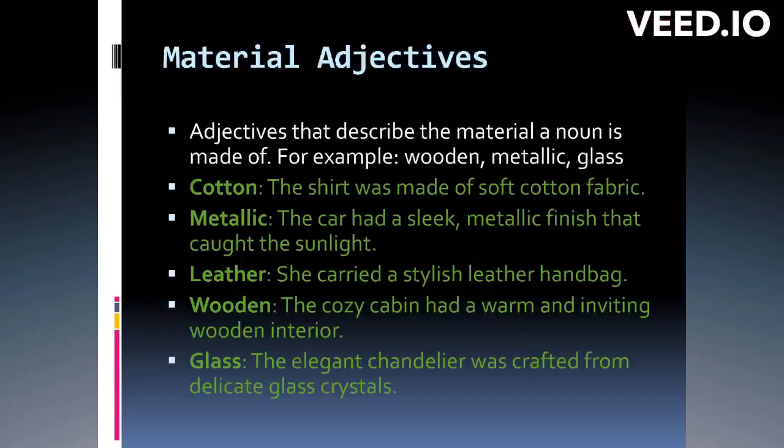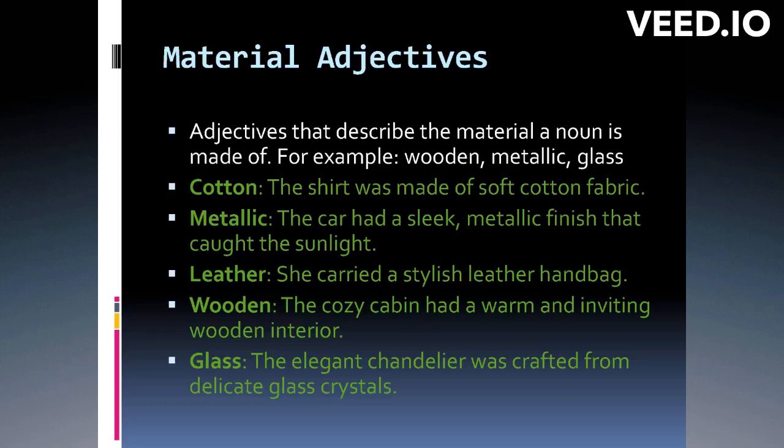First one is material adjectives. These adjectives describe the material a noun is made of. It tells us what type of material it is, like whether it is wooden, metallic, or glass. So you can go through the examples. I'll read out one or two examples for you. Take cotton. Suppose you want to give a sentence using cotton, what do you say? The shirt was made of soft cotton fabric.